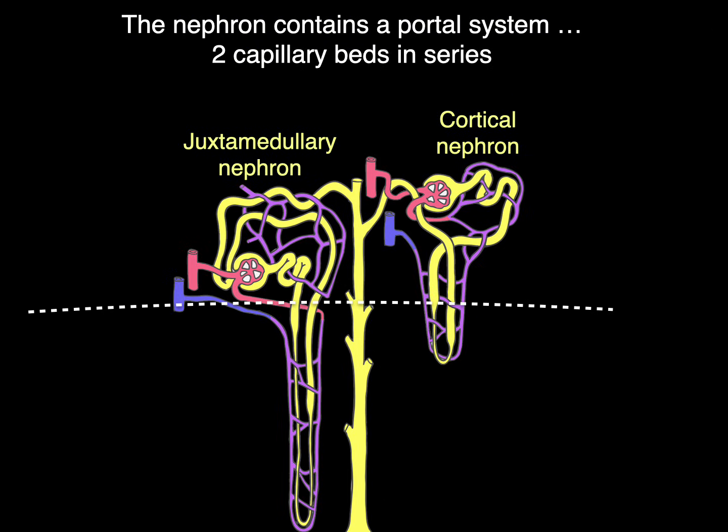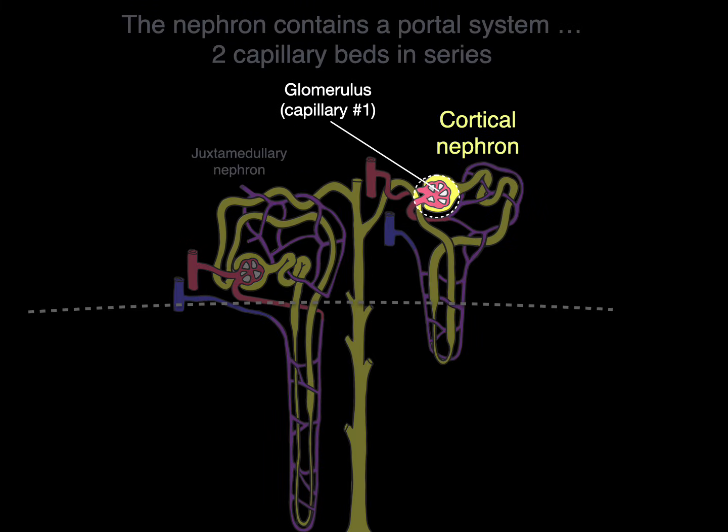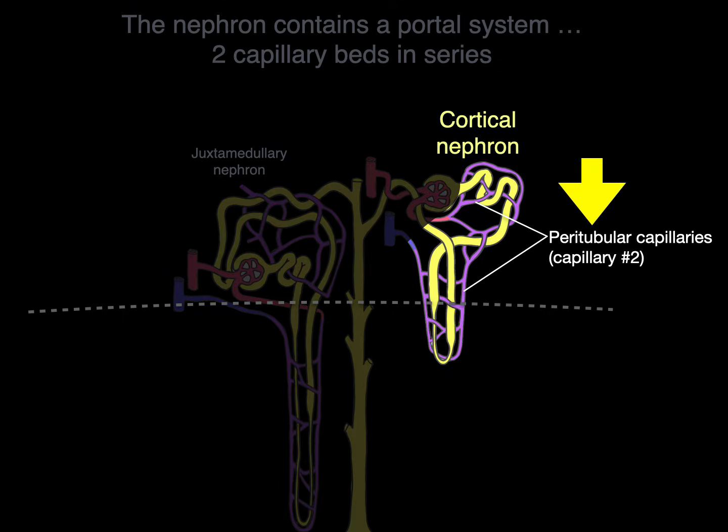All right. Now, the nephron is a portal system and has two capillary beds in series. Let's go through them again. The glomerulus is the first capillary with regards to the cortical nephron. And this first capillary, the glomerulus, is the filter. It creates filtrate from the blood plasma. The efferent glomerular arteriole exits and goes into the peritubular capillaries. This is the second capillary bed for cortical nephrons.